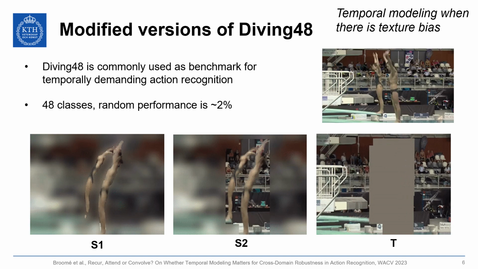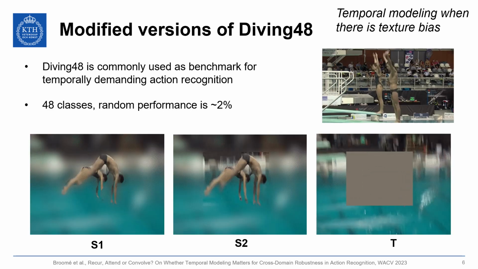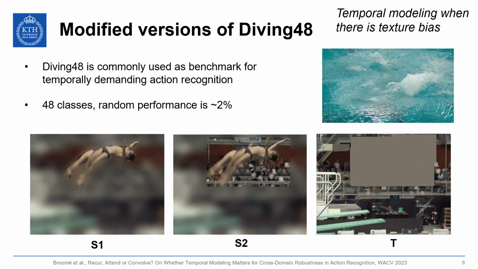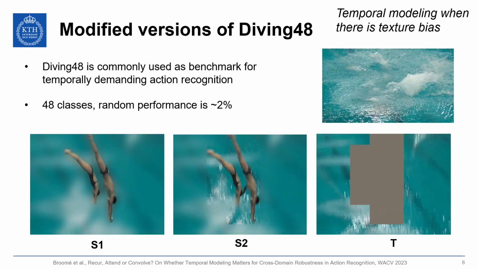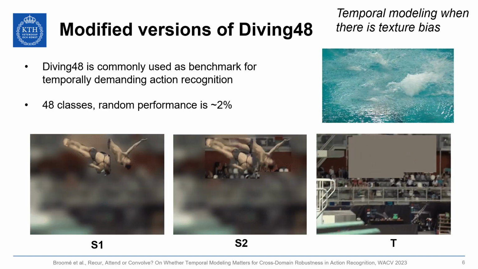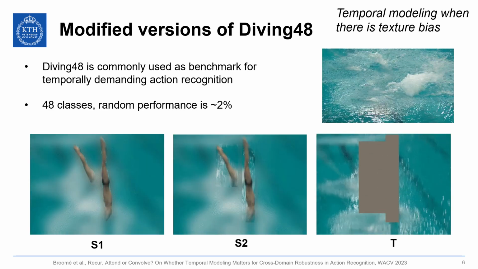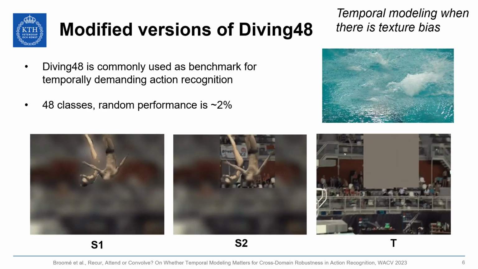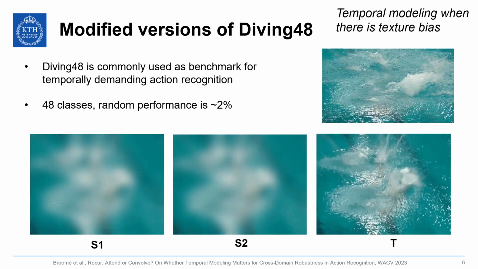These are our modified domains of Diving48. We have the 2 shape domains, S1 and S2, where we've segmented out the class evidence, and then we have T, where we only see the background and not the class evidence, which we call the texture domain. And we'll still study here how the models drop on unseen domains, and the models are always trained on the original data.